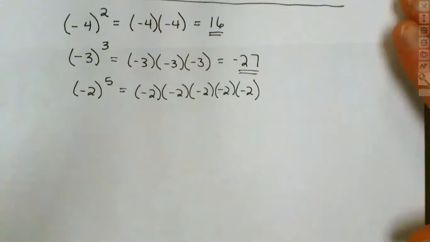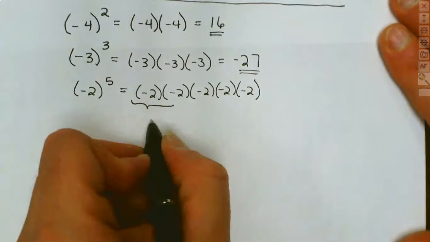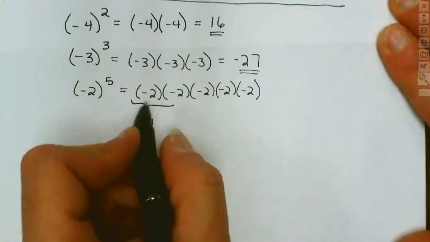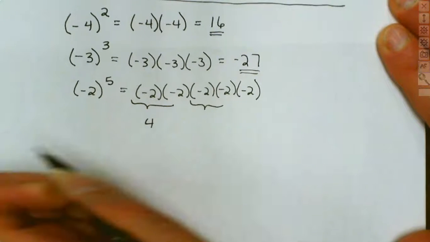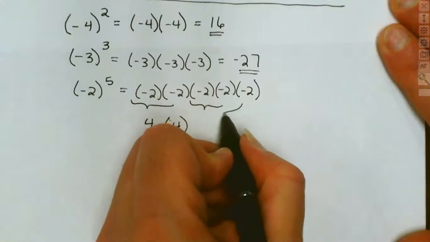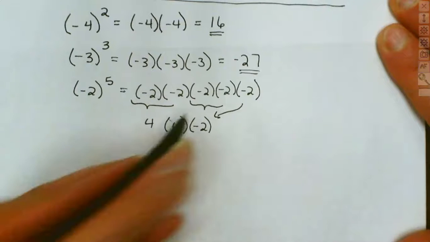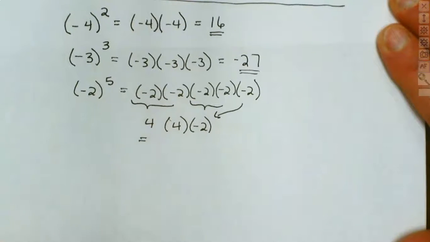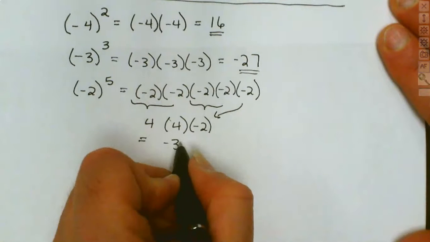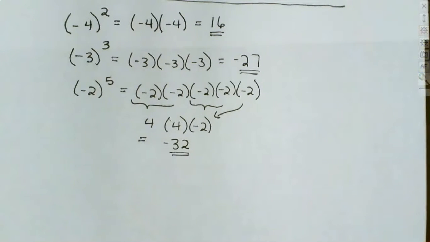And if we break it up into pairs, what do we have? Negative 2 and negative 2, well, that makes it a positive 4. Negative 2 and negative 2 also makes that a positive 4. And then still a negative 2 on the end. And when we multiply all those together, we have 16 times a negative 2. And that would make that then what? That would make that a negative 32.